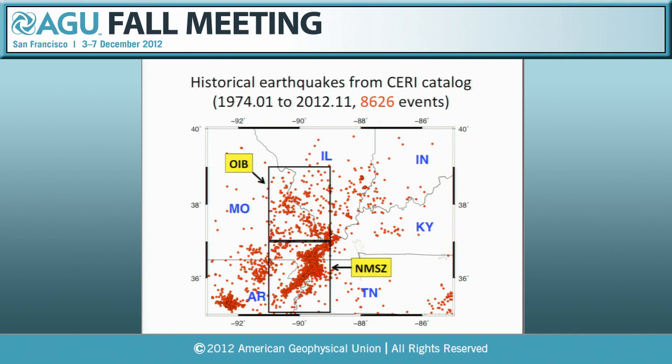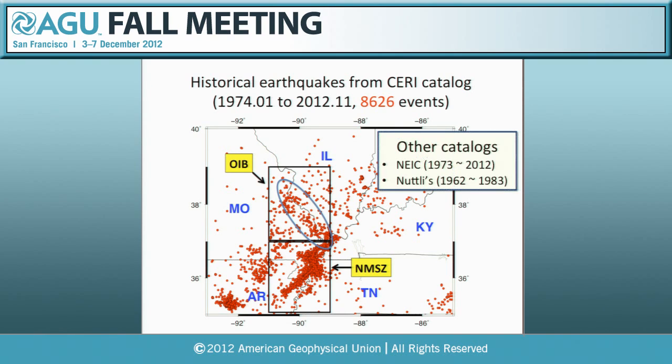There are a lot of earthquakes happening in this region. Some of you may have already seen this figure several times. Most of the earthquakes are concentrated in certain structural features, which is not surprising too. In the New Madrid seismic zone, the earthquakes are concentrated along the failed rift. And in the Ozark Illinois boundary, they are also concentrated in the transitional boundary, which is in the northwest to southeast direction. We also combine other historical catalogs from NEIC and also from the Nautilus catalog.